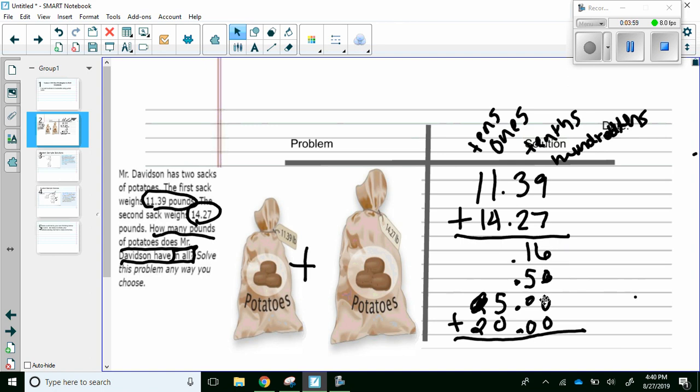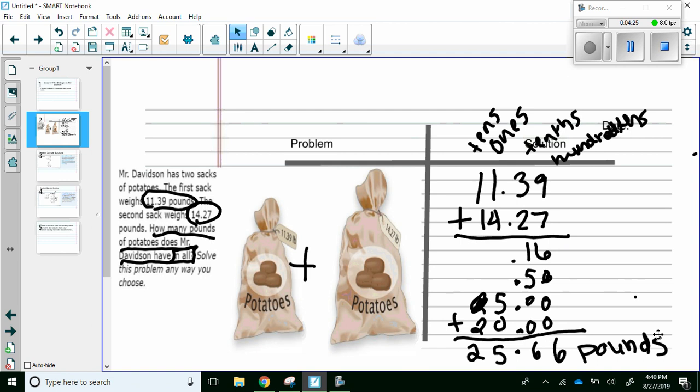So 6 plus 0 plus 0 plus 0 is 6. 1 plus 5 is 6. I'm going to bring down my decimal point. 5 plus 0 is 5. And then I have 2 in my tens column, making my answer 25.66 pounds of potatoes.